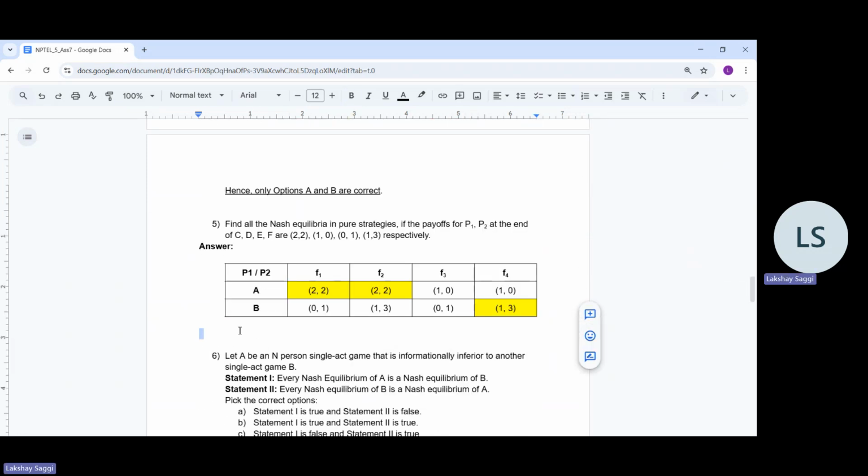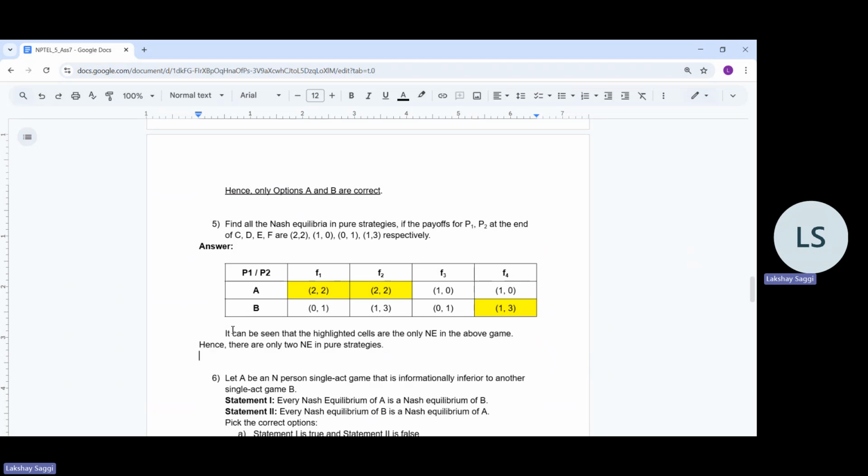So maybe the answer to this, I'll just update the answer. It can be seen that the highlighted cells are the only Nash equilibria in the above game. There are only three Nash equilibria in pure strategy. So three is the answer.